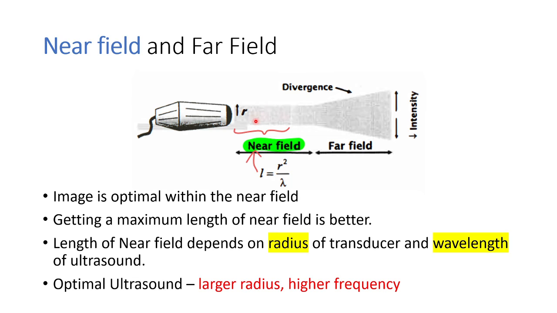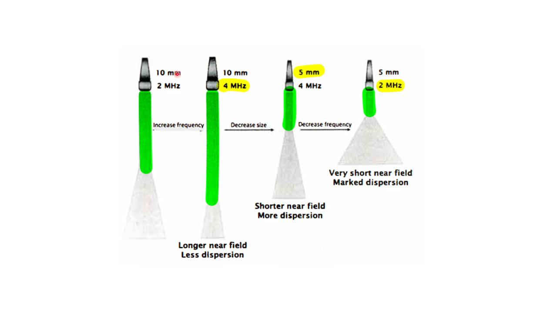The length of the near field will depend on the radius of the probe, as well as the wavelength or the frequency of the ultrasound wave which we are giving. So optimally, a larger radius and higher frequency is better. You'll understand this concept in the next slide. Here, suppose we have a radius of 10 millimeters and the frequency of that probe is 2 megahertz. You are getting a near field of this much length. Now, if you increase the frequency from 2 to 4, you are getting an increased length of the near field.